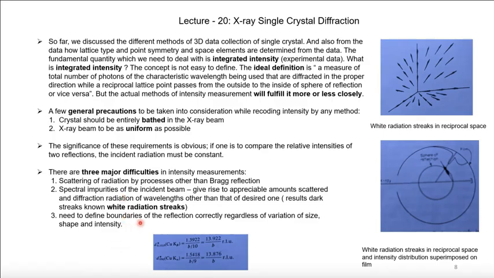We also need to define the boundaries of reflection correctly. When we want to take data by diffractometer, we have to correctly define our reflections regardless of variation in size, shape, and intensity. So these are the points we have to remember very carefully when we take intensity data for a crystal to determine the three-dimensional structure.